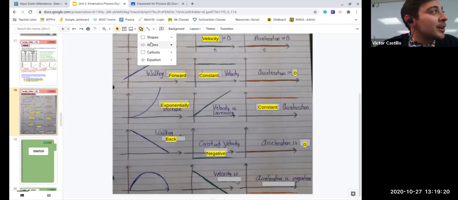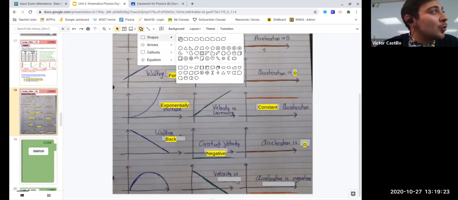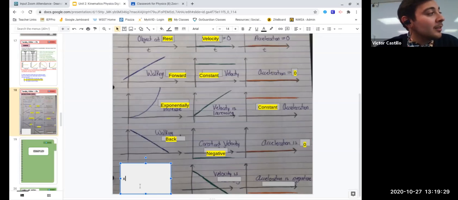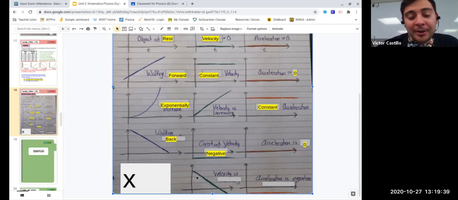Now, for this last part, I'm going to put a square right here because I did not like this graph. So I'm just going to put an X right here. You put an X as well. We're not going to worry about that. I made a mistake, so we're not going to do that. Okay, X right there. Let's focus on the last part.